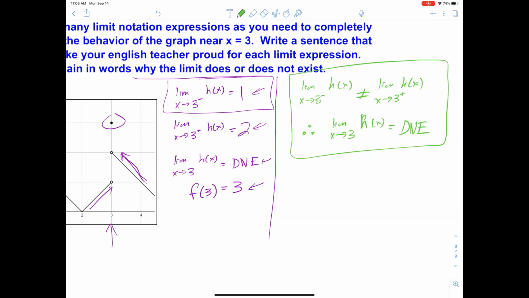And if you were to write that out in words, you just write out in words each of those statements. You could also write it down as the left-hand limit is not the same as the right-hand limit, so therefore the general limit does not exist.